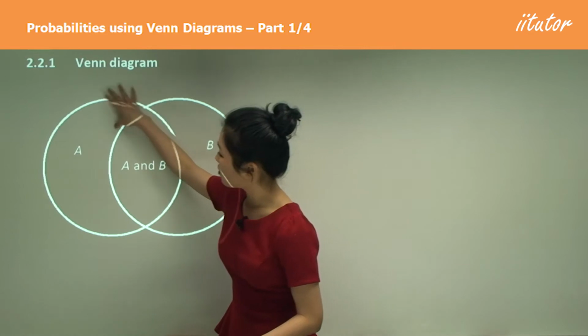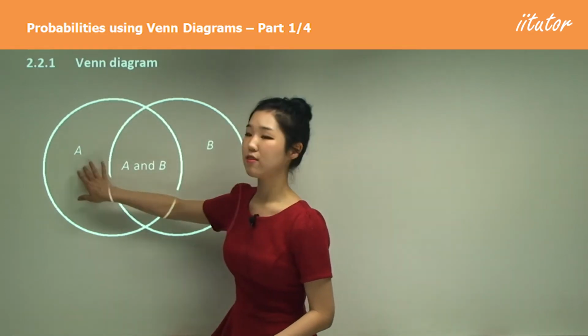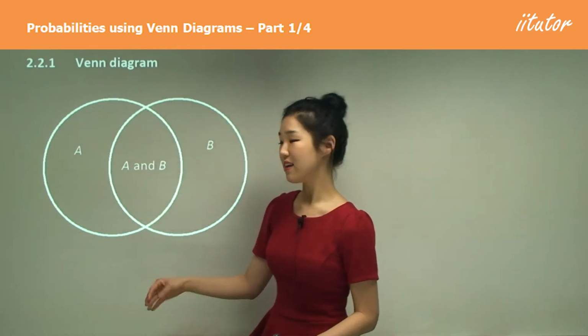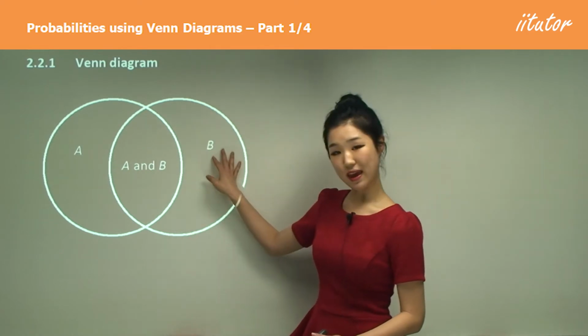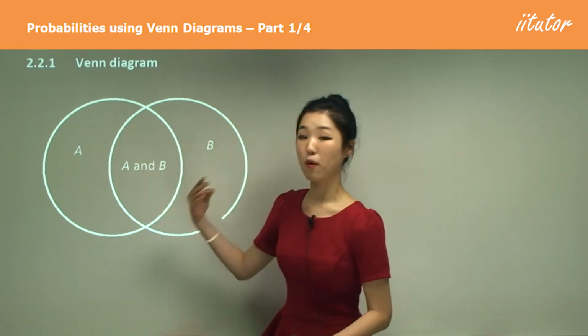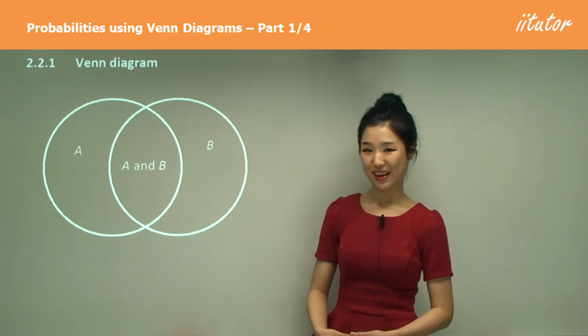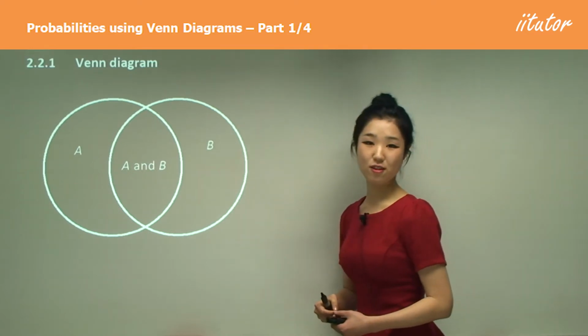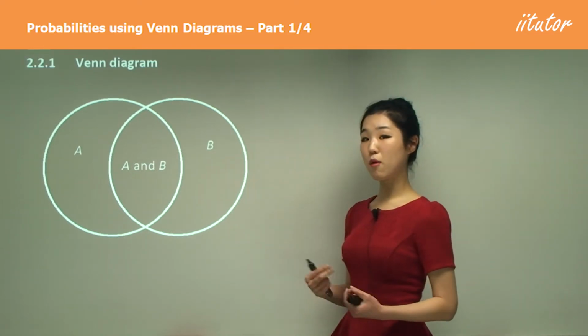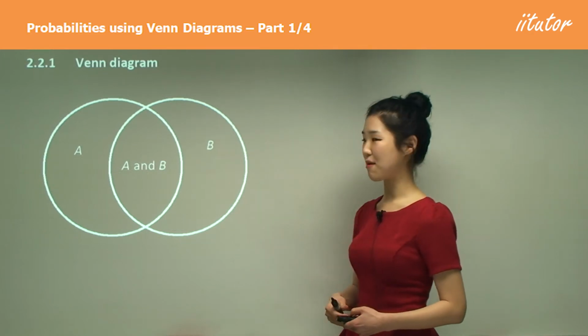So this moon-shaped part here is the region for only A. This is the region for only B, and this is for where both A and B hold commonly. This is pretty much all you need to know. We'll try the probability questions using this diagram.